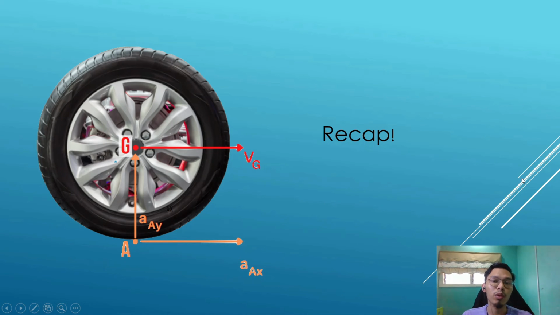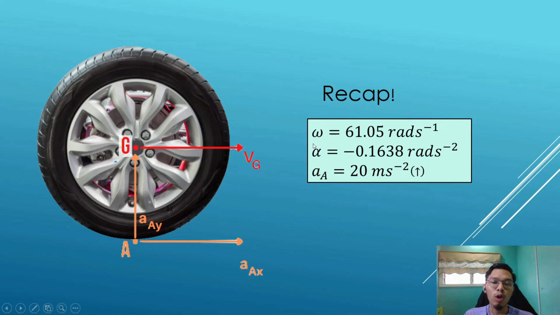So let's recap what we have calculated. The omega, the angular velocity, equals 61.05 rad per second. The angular acceleration, alpha, equals negative 0.1638 rad per second squared. The negative indicates that it is decelerating, and the acceleration of the point A equals 20 meters per second squared, and the direction is upward. So that's all for LO3. Thank you.